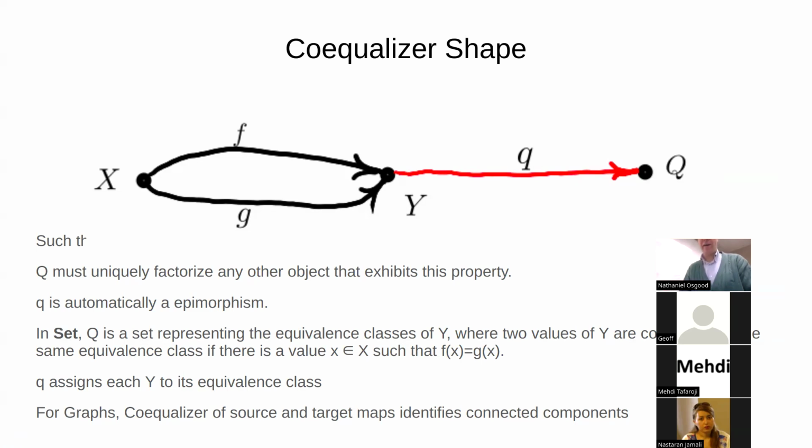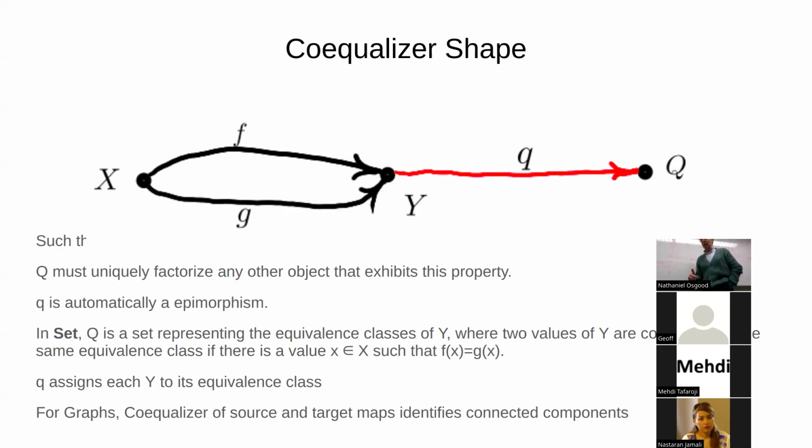The equalizer had, well, how does this picture differ from the equalizer? What did the equalizer have? It had object X, object Y, and morphisms going between them. But what did we have there? We had object capital E with a morphism into X. This one we have morphism Q coming out of Y.